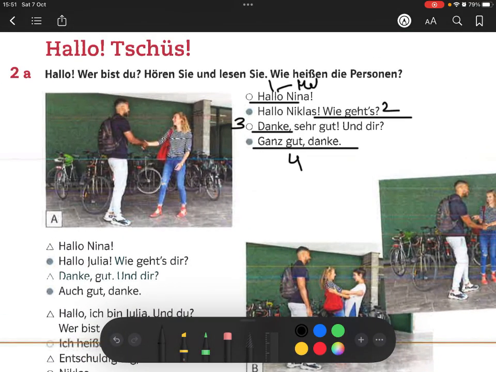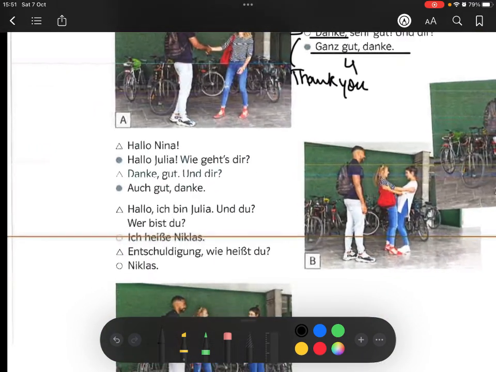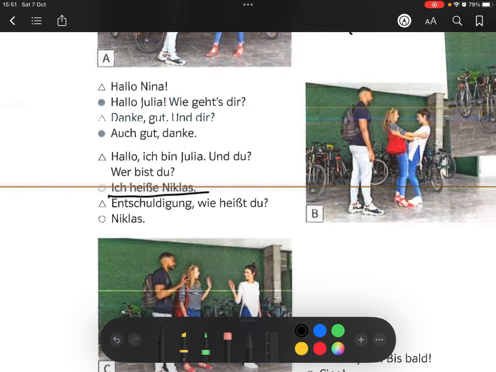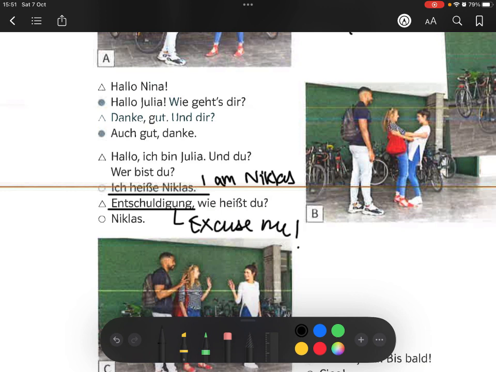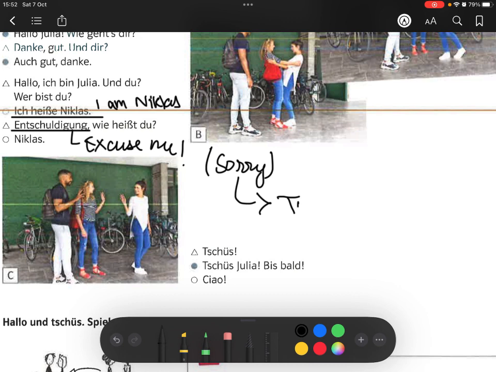Hallo means hello. Wie geht's means how are you. Danke means thank you. Ich heiße Niklas. I am Niklas. Entschuldigung. Excuse me. Entschuldigung also has another meaning, which is sorry. One can also say sorry by saying tut mir leid.